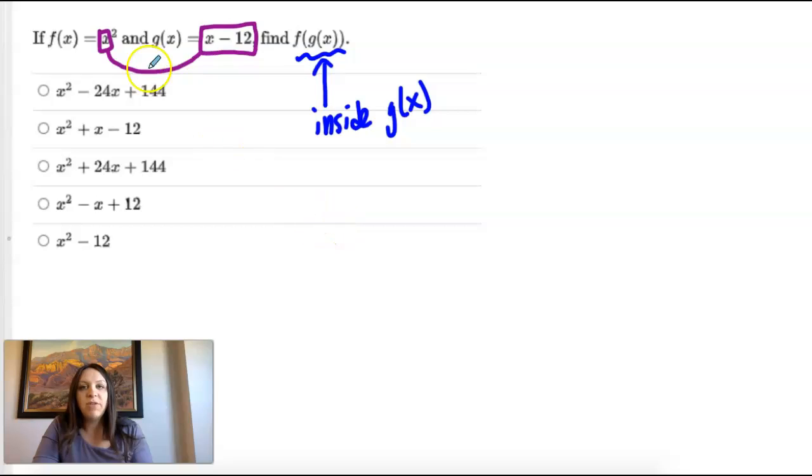So when I rewrite f of x, it's not going to be x squared, it's going to be x minus 12 squared. So x just got replaced with g of x. That's why it's not f of x anymore. We replaced x with g of x. And then it's asking us to simplify.